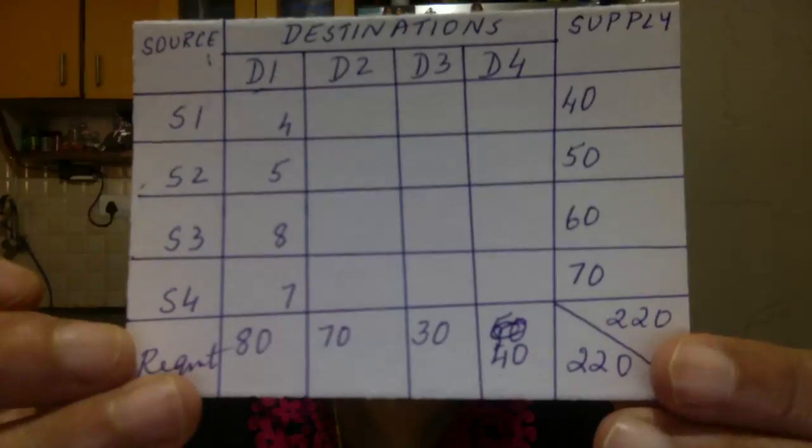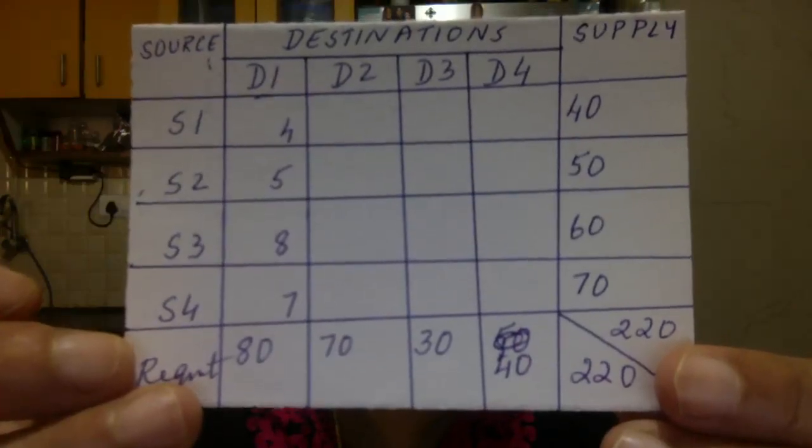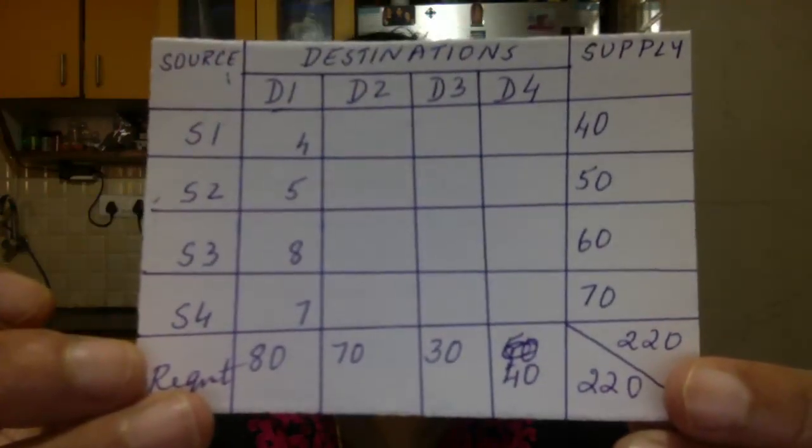Now I will give the costs inside the cells. In D1 we'll write like this: 4, 5, 8, 7.